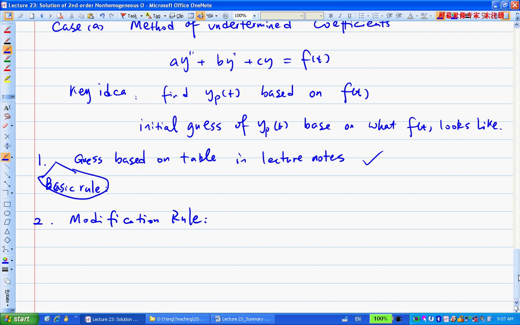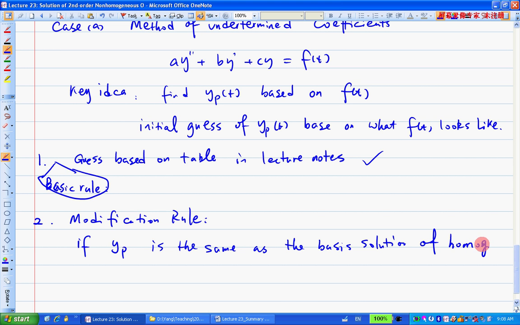Now suppose that your yp, so you guess your yp based on the first rule, right? But then you find that yp is the same as the basis solution of the homogeneous ODE. Okay, the homogeneous ODE here.